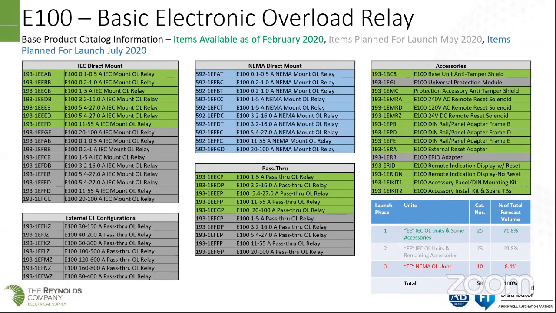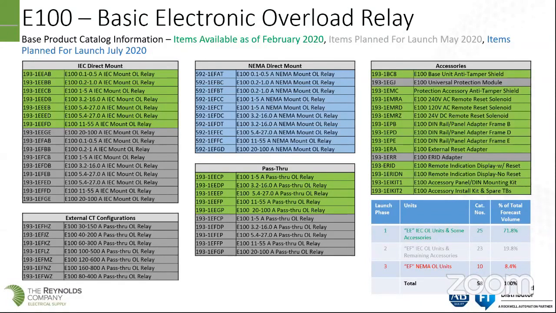The items highlighted in gray were planned for a March 2020 ship date. Obviously, with the current atmosphere out there and things going on around the world, that got pushed a little bit. My understanding is that end of this week or next week, Rockwell will have those released as well, and that will fulfill the advanced version as well as the external CT versions, all the way up to 800 amps. And then the last phase of this will be for the NEMA direct mounts, and that's scheduled for a July ship date.